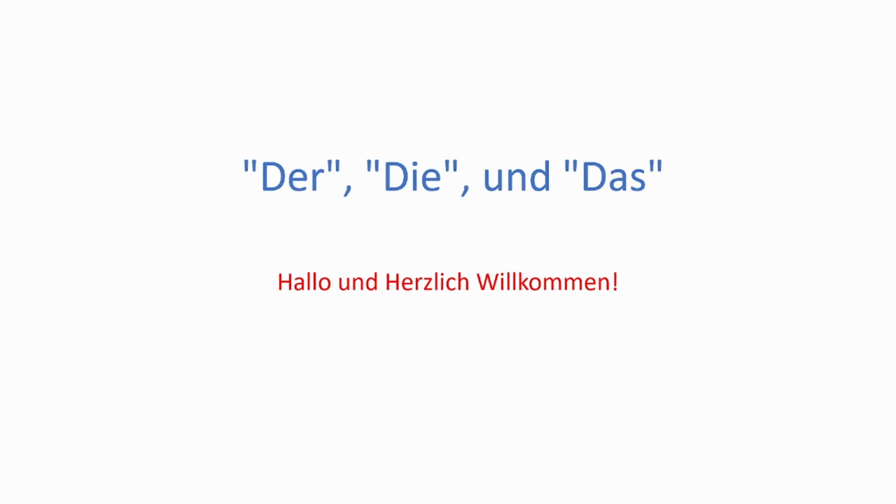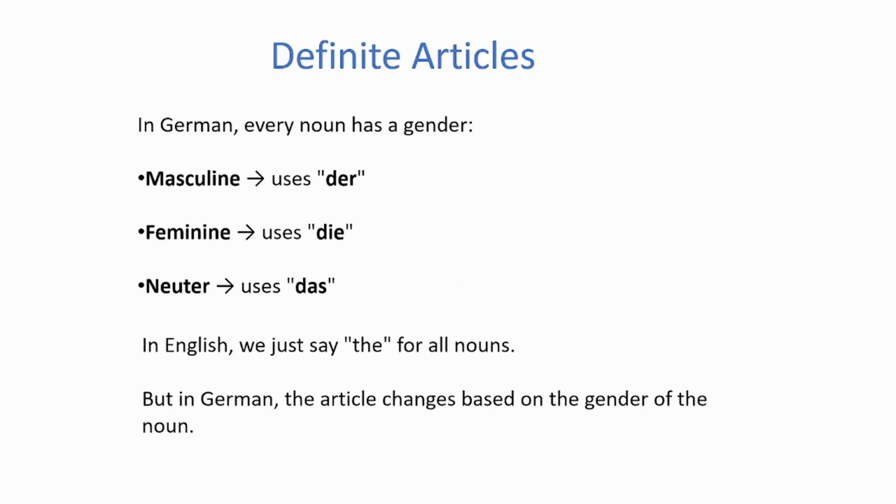Those are der, die, and das. These articles play a very important role in forming German sentences. So let's look into it. Los geht's.